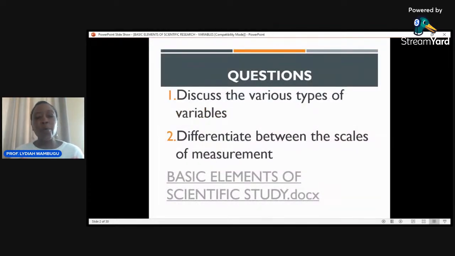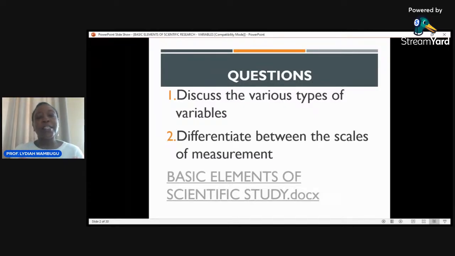The reason we will concentrate on the variables is that I have got these two questions, and this is what we are going to answer today. Many people have been asking me to discuss moderating variables, intervening, and extraneous variables, and I combined all of them, and we are going to discuss the various types of variables.